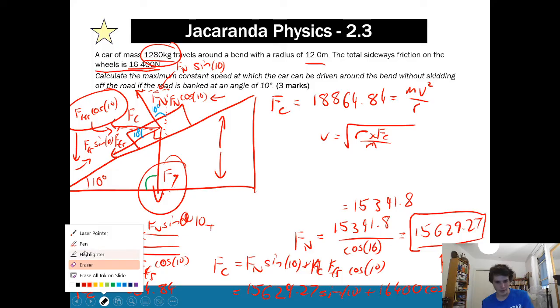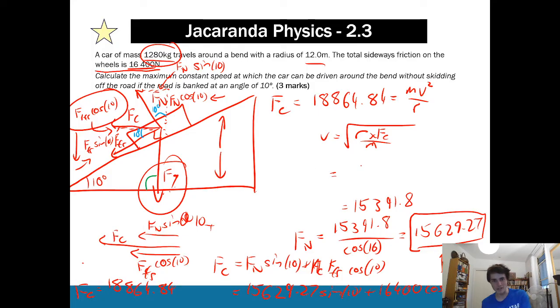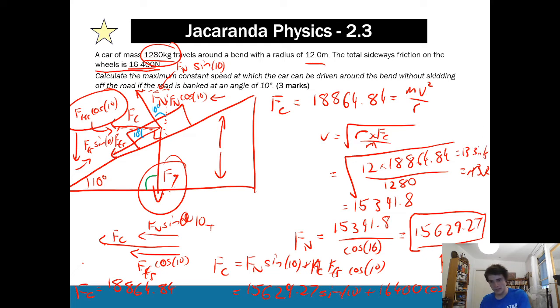Okay, we then have our velocity is going to be the square root of 12 meters times our centripetal force, which is 18,864.84, divided by our mass, which is 1280. You put all of that into your calculator, you end up with a value of 13.2987, which is approximately 13.3 meters per second. And we are done. All that for a drop of blood.